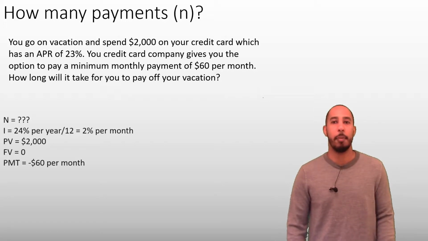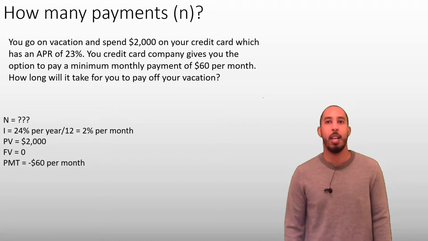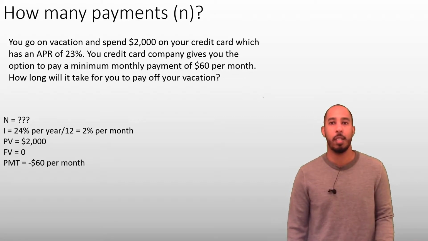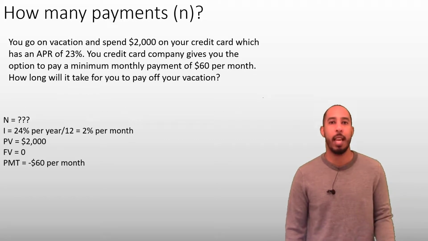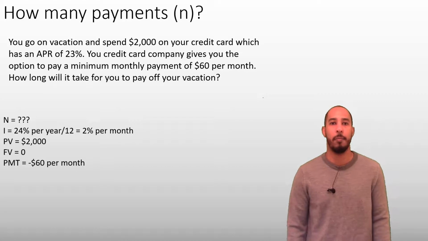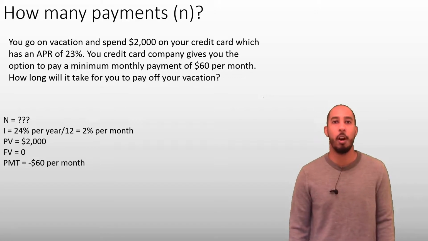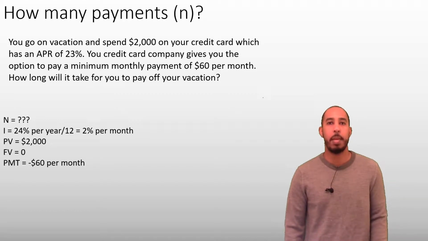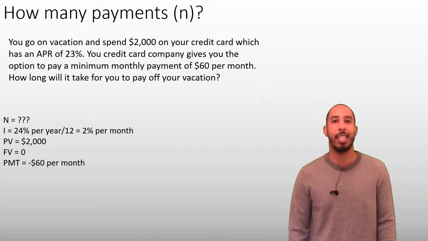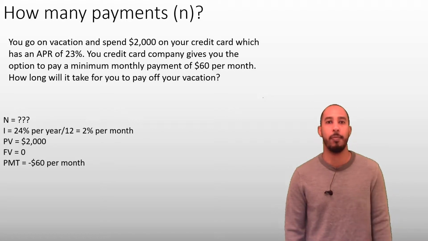Now let's set up our input table. We're solving for N, the number of monthly payments. I will be the monthly interest rate. So we take the 24% APR and break it up into 12 monthly pieces and get 2% per month. PV will be positive $2,000 since the bank is giving us $2,000 today. And FV is 0 since all the cash flows are represented by the monthly payments we'll be making. Finally, PMT, the payment, will be negative $60 since that's a cash outflow. That money is going to be coming out of our pocket.